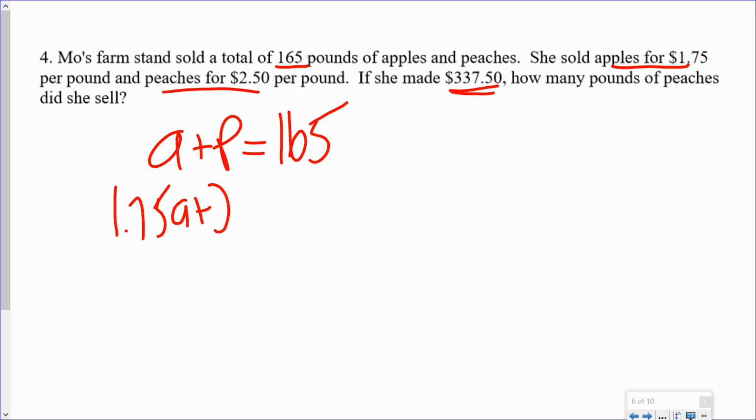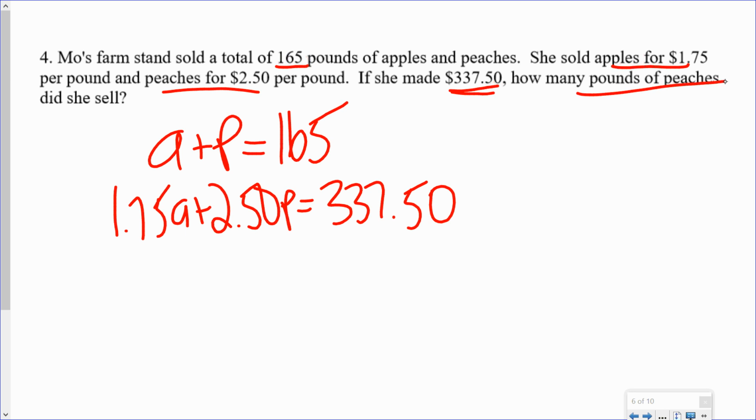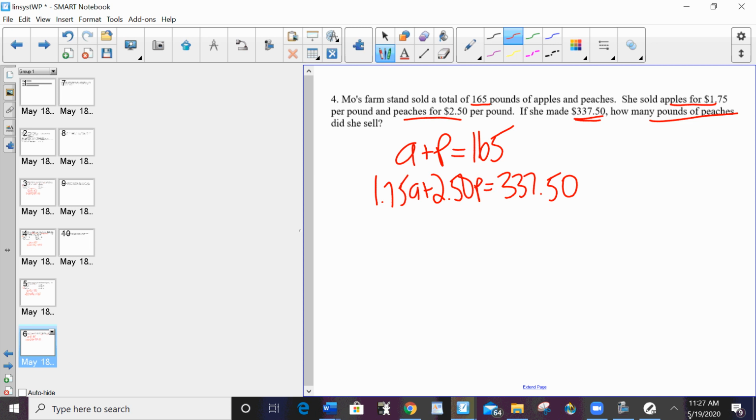$175A plus 250P. This is the money equation, and the total money is 337.50. That's my system. Now it wants me to solve the system. It wants to know how many pounds of peaches she sold. So now this goes back to what we did yesterday.